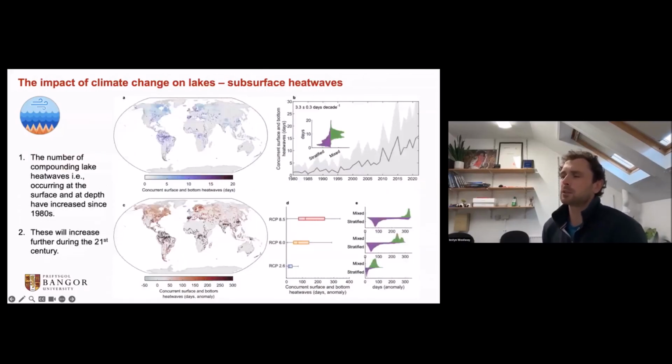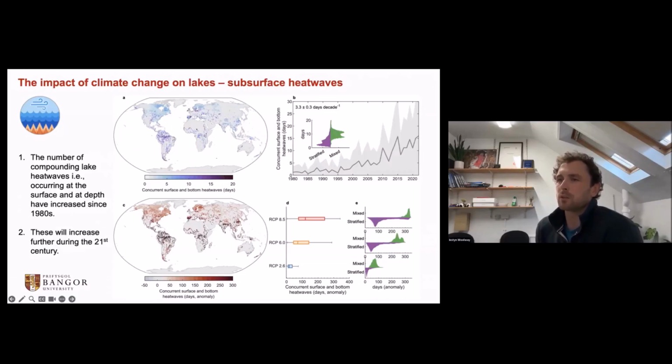And then finally, in terms of lake heat waves, we also define something that we call concurrent or compounding lake heat waves. So these are periods in which lake heat waves occur both at the surface of a lake and in deeper regions. So basically, we have extreme water temperatures throughout the water column. So extreme temperatures at the surface and at depth at the same time.